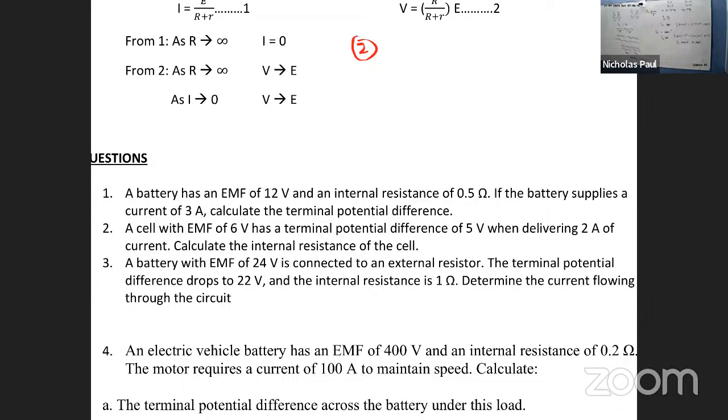They give me the EMF, 6 volts, they give me the terminal potential difference, and they give me the current. Find the internal resistance. Very easy, right? Just plug in the values. 6 is equal to 5 plus 2 times r. So I got r to be a half.